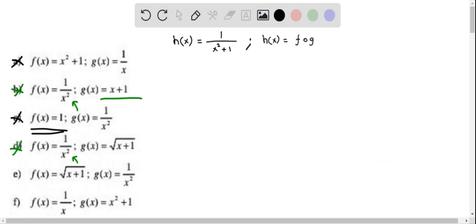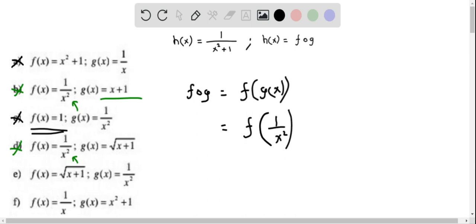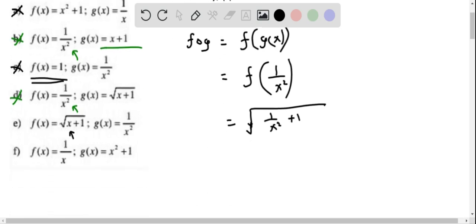We will now verify choice E. So f of g equals f of g of x. And so replace g of x by 1 over x squared. So this becomes f of 1 over x squared, and we have to replace x by 1 over x squared. So this will be under the root of 1 over x squared plus 1. This is the complete expression under the root. Let's simplify and reduce this.